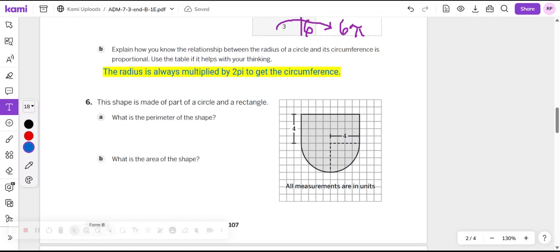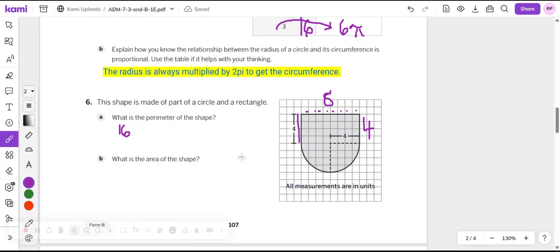6a, the shape is made of part circle and part rectangle. First, they asked to find the perimeter. So I'm going to start with the straight pieces. I know that if this side is 4, then this side also has to be 4. And here we've got 1, 2, 3, 4, 5, 6, 7, 8. 8 plus 8 more is 16. So the straight edge pieces equal 16.